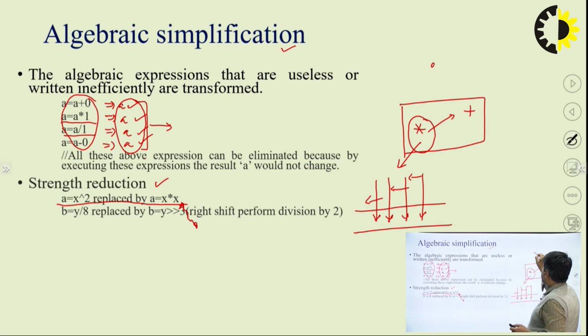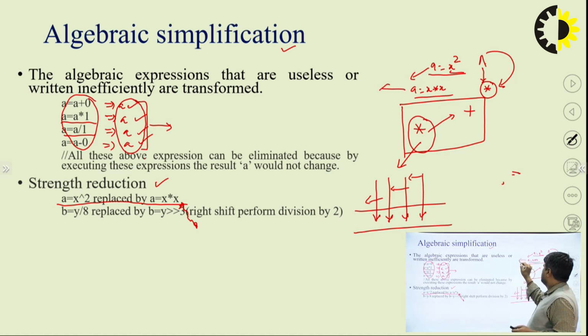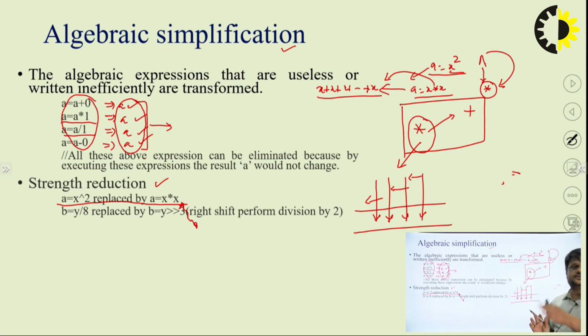For example, you can see I have written a is equals to x power 2. This power operator is more powerful, so you will replace it by the multiply operator. This power replacement by multiply is called the strength reduction. So here you can see, if you replace this with a equals to x multiply x, then this is a strength reduction. Once again, if you replace this multiply by the plus, so x plus x plus x plus x, then this is called the strength reduction from multiplication to addition.